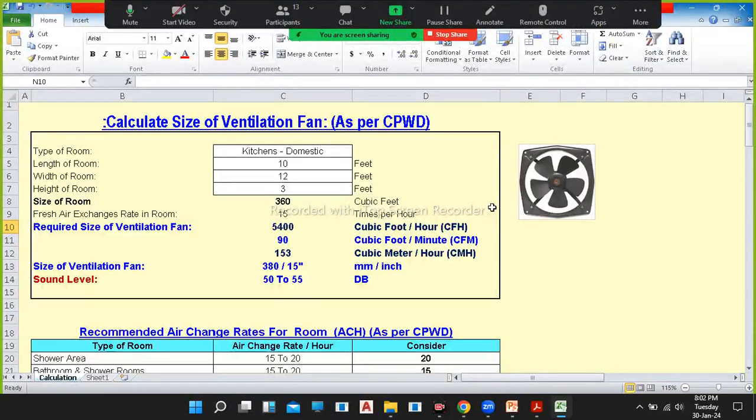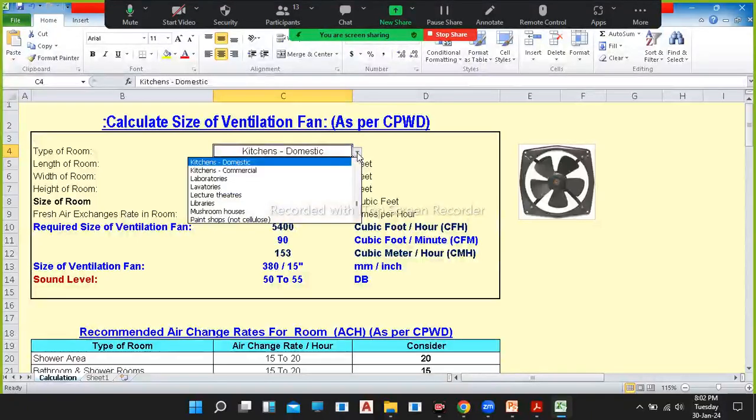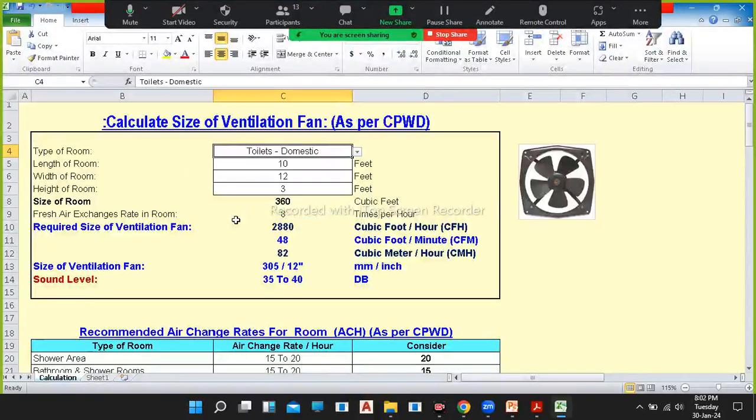Okay, so now we need to calculate the size of the exhaust fan required for a given room size. Here you can select the kind of application of the room. What is the application of the room you're taking? For example, I'm taking a toilet, domestic. Here the room size is 10 feet by 12 feet and the height of the room is 3 feet.